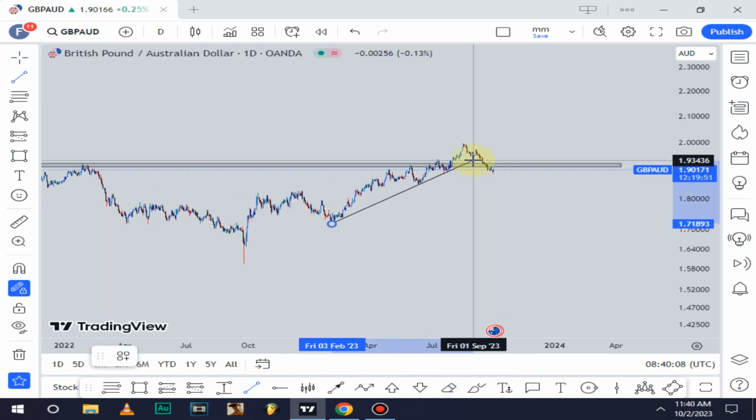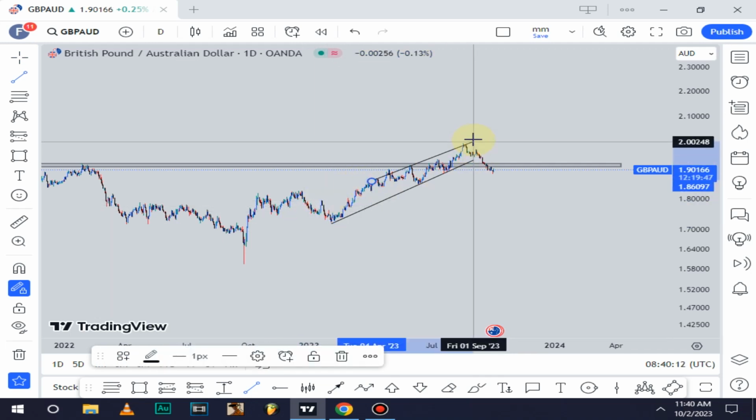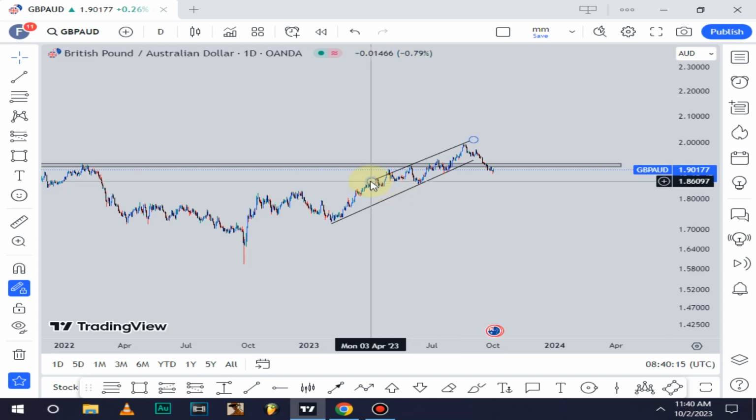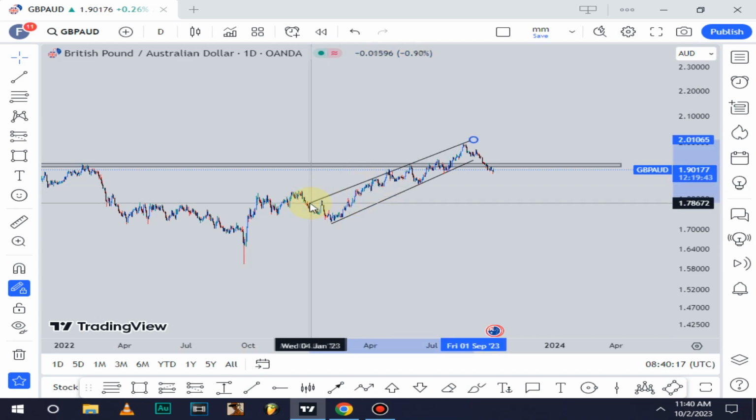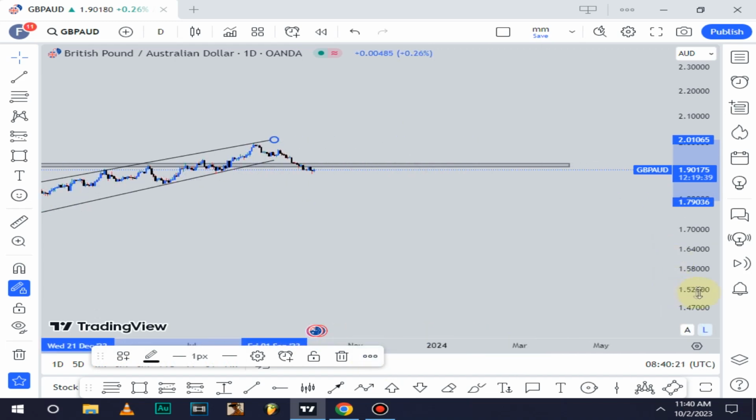I can see the market was in an uptrend, of course. Let's do this. Okay, the market was in an uptrend, but then broke out from that uptrend.